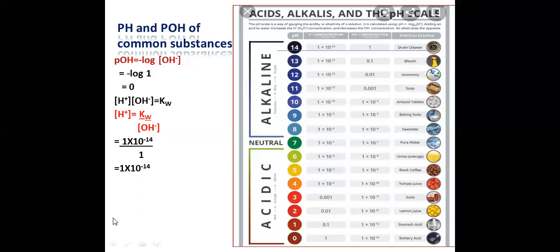Then to find out the pH, pH is equal to negative log of hydrogen ion concentration, as hydrogen ion concentration is now given here. So we can find out the pH by putting the values, and the answer is 14. So you can see pH is 14. By using these formulas and this method, you can find out the hydrogen ion concentration, hydroxyl ion concentration, or pH of any of these substances.